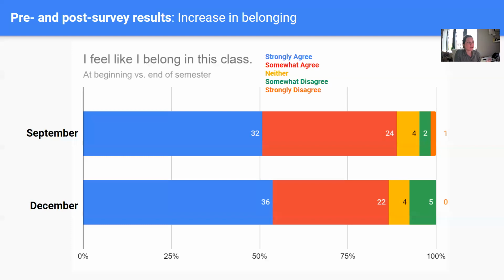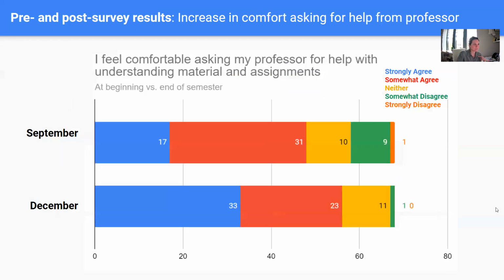So I administered a pre and post survey written by Erica Farfan in her office. We saw a slight increase in belonging, where here blue is strongly agree, red somewhat agree. And nobody said they strongly disagreed by December. We saw a big increase in the number of people who strongly agreed that they were comfortable asking me for help with understanding material and assignments. We also have very few disagrees here.